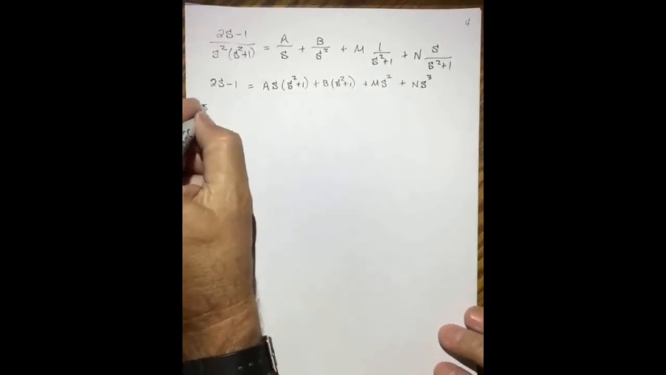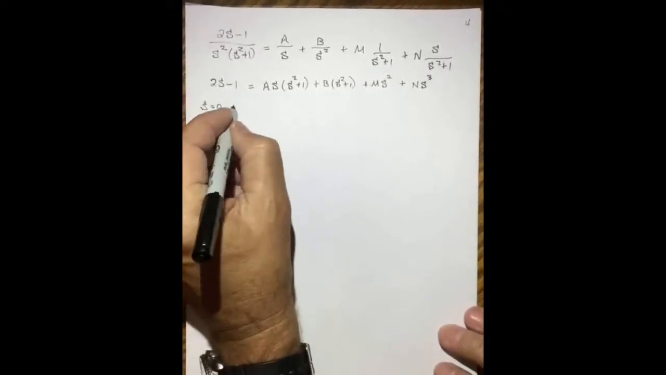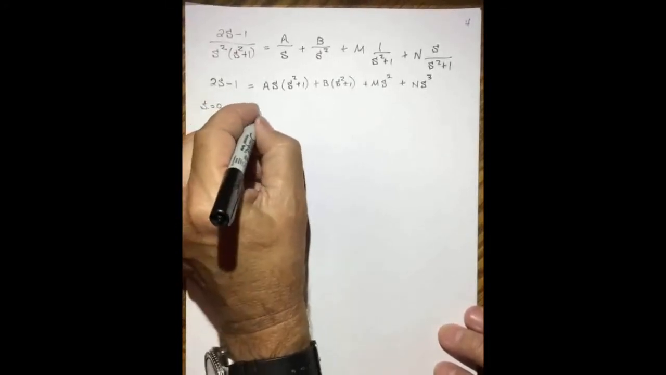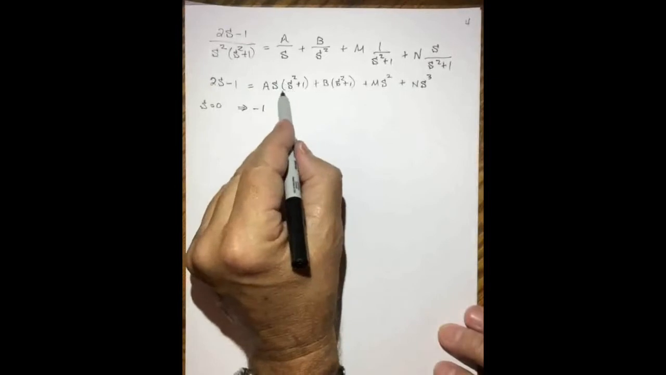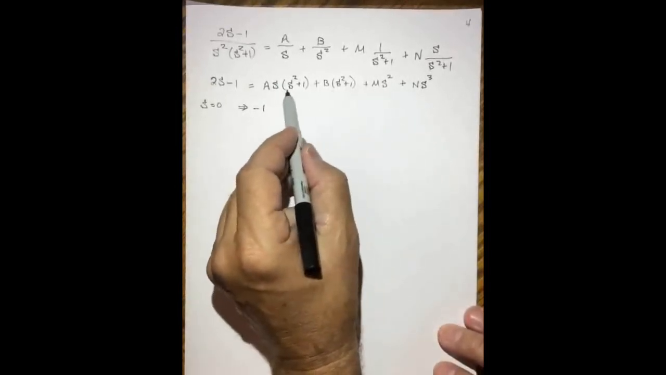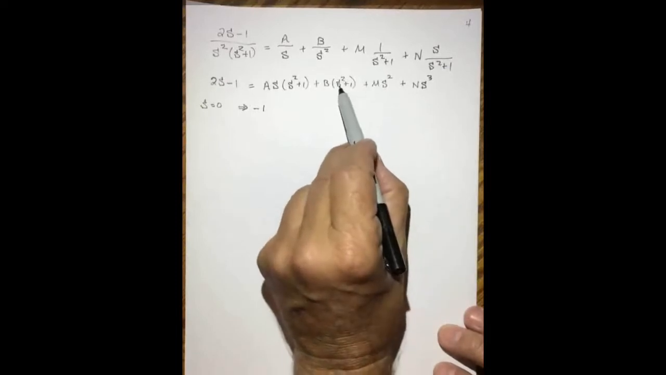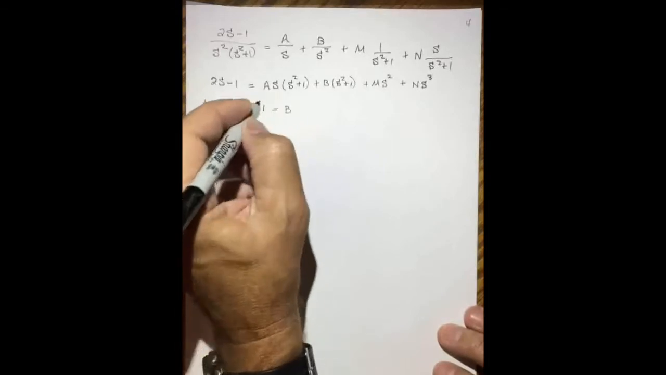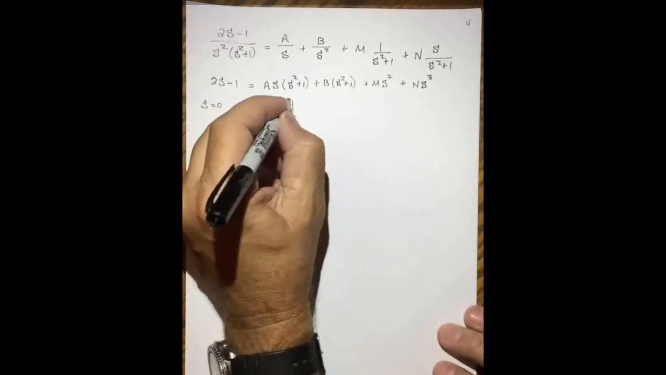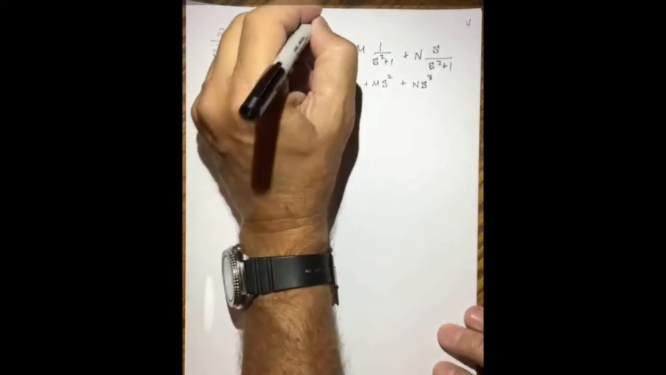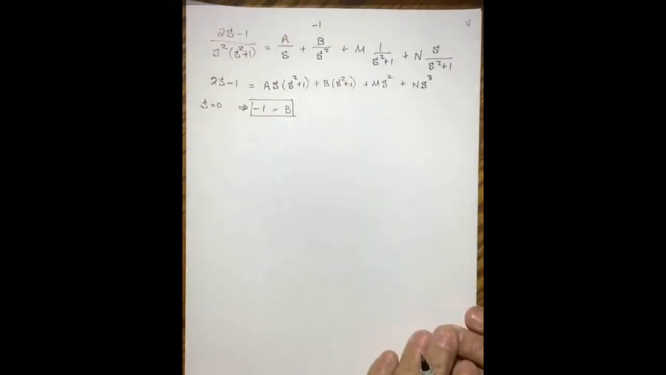Okay, so let's let s equal 0. That's as good a place to start as any. If we let s equal 0, we have minus 1. Now this term, and this term, and this term, all 0. If I come over here and let s equal 0, we just get b. Very nice. We know what b is now. For the rest of the problem, we know that b is minus 1.